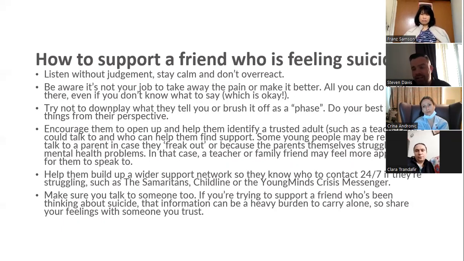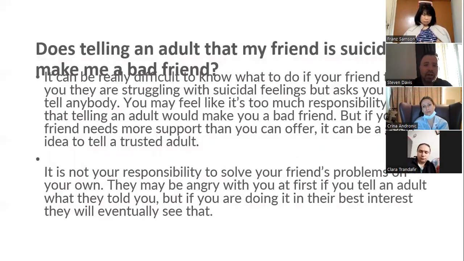There are lots of charities, and there are different charities for men, different charities for women, different charities for children. If somebody says to you they're suicidal, again, it's not one charity fits all. Find the right charity for them. And obviously make sure you talk to somebody as well. So make sure you offload.